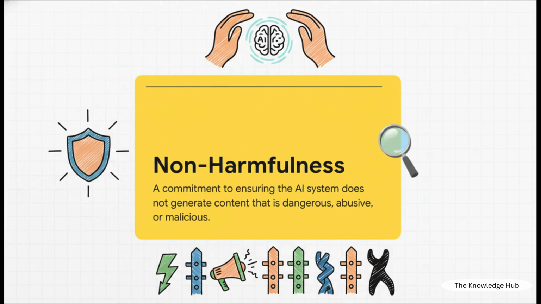And then there's non-harmfulness. This one is all about building in safety features from the get-go. It's about making a commitment that this AI won't be used to create dangerous instructions or hate speech or anything malicious. The guardrails analogy is perfect. You're basically installing the guardrails on the highway to keep everyone safe.